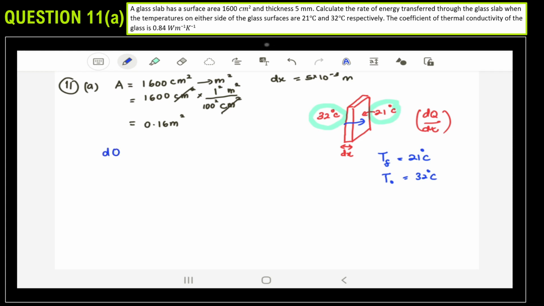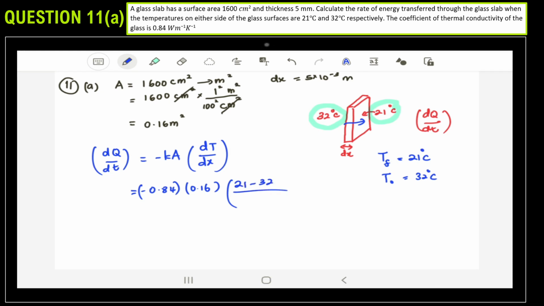So dQ over dt is equal to negative kA dT over dx, where dx is the thickness. The change of the temperature dT over dx is T final minus T initial, 21 minus 32, over dx, which is 5 times 10 power of negative 3. And then dQ over dt is equal to 295.68 joule per second.